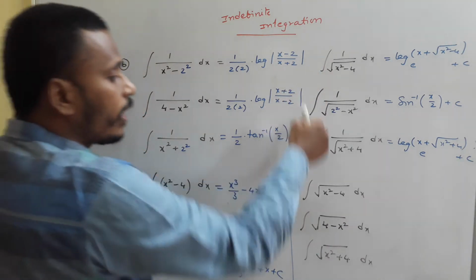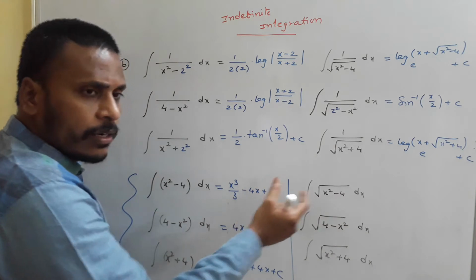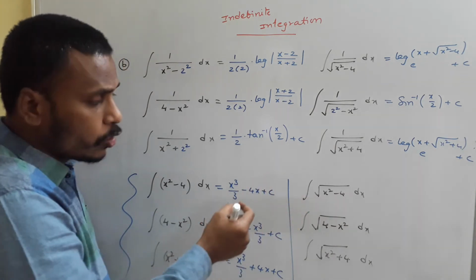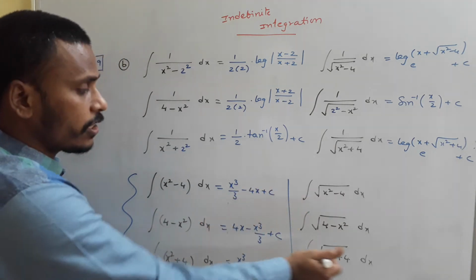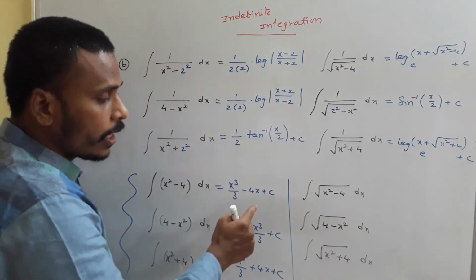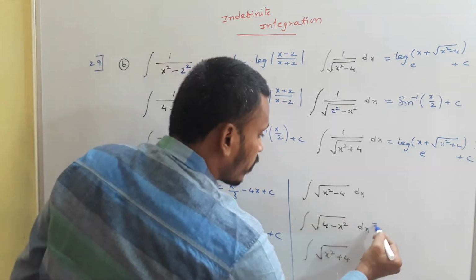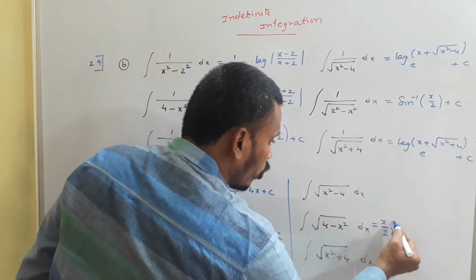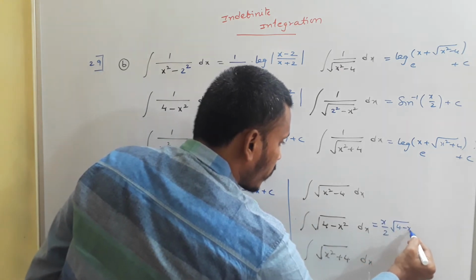It is easy to identify the first and last. Okay, so again we do reciprocals. So we have two terms in the formula of these integrations. So first of all, I am going to handle the middle one first. Integral √(4 minus x²) is nothing but x by 2 into √(4 minus x²).